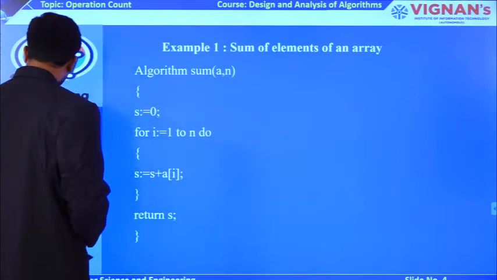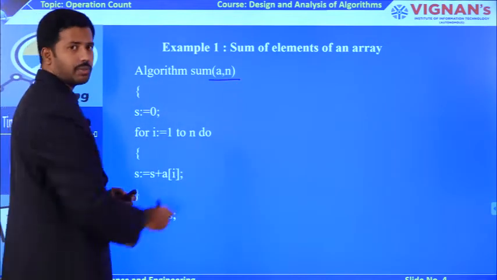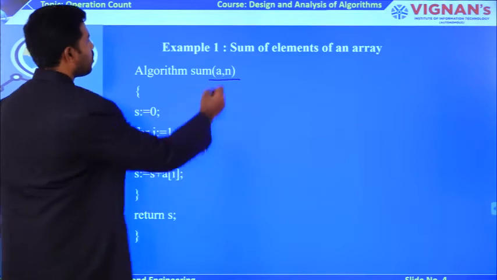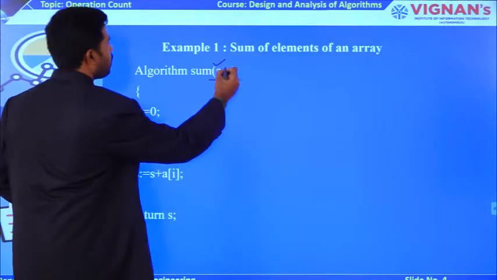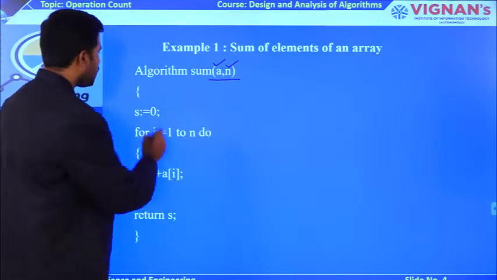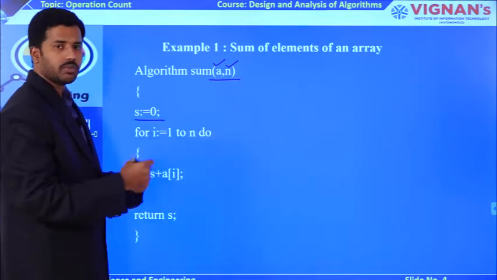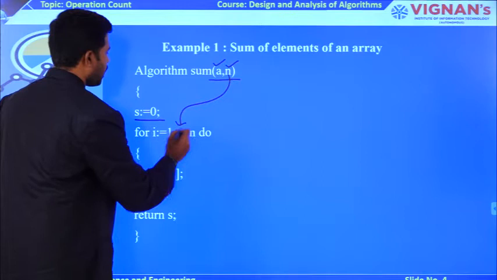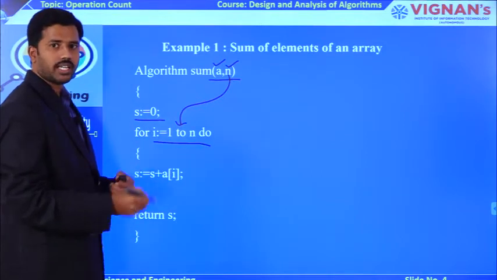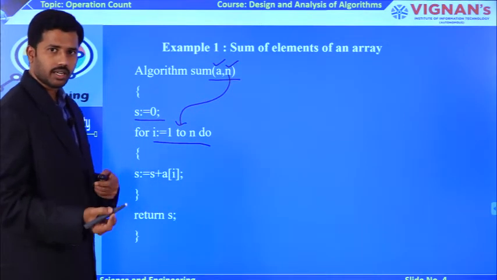If you observe here, this algorithm accepts 2 parameters as input. The first parameter is the array and the second parameter is the size of the array. Initially my sum is 0, and you need to trace all the n elements available in the array. That's why I have taken a for loop, which will trace the elements from 1 to n.